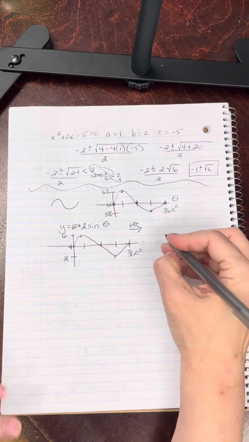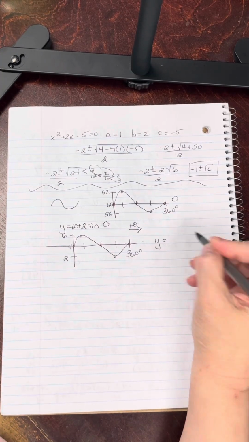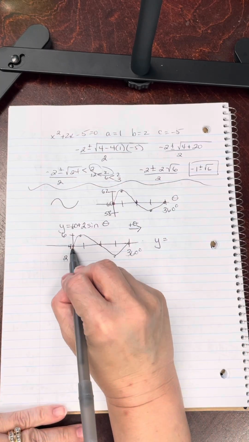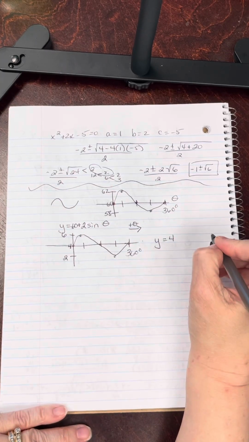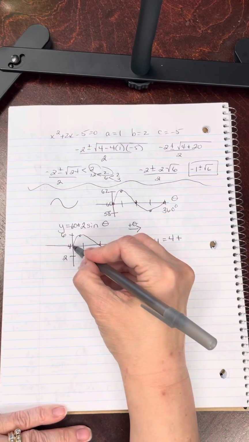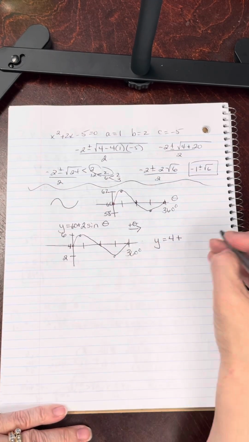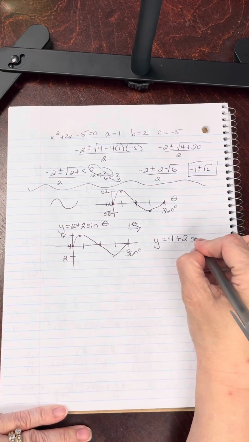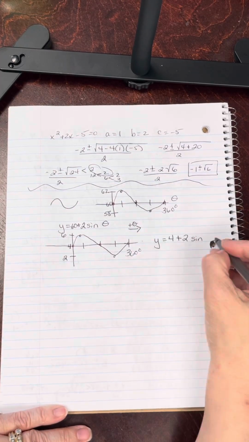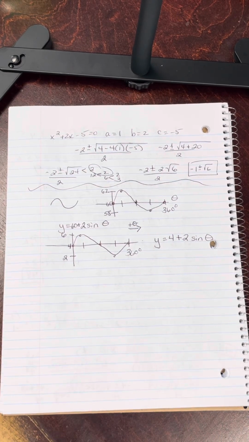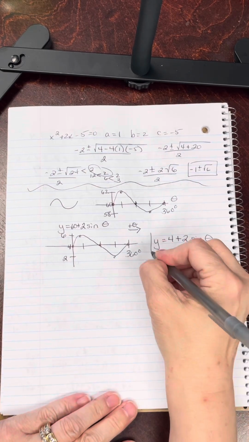Okay, so now ultimately what it was looking for was the equation here. So y equals, did we change where the center line is? Yes, it began at 4. It went up first, so I know it's a positive. Did I have a change in the height? It's not just 1. Yes, that was 2. And because it started in the center, I know I'm going to use the word sine, and I pull my theta from the end. So 4 plus 2 sine theta.